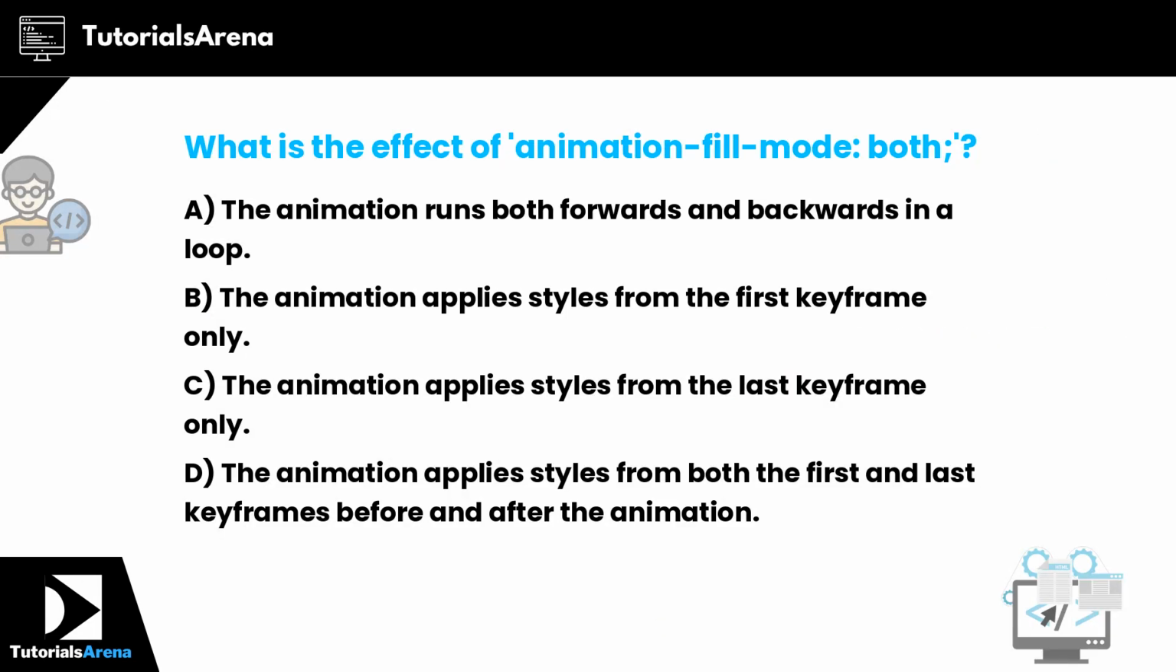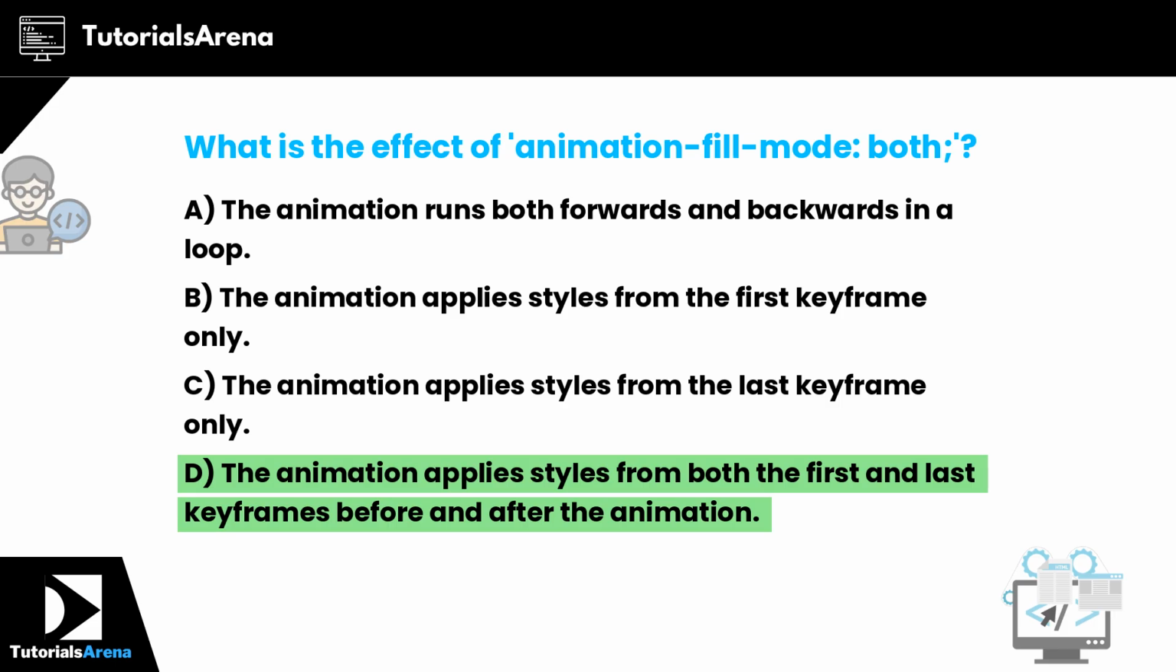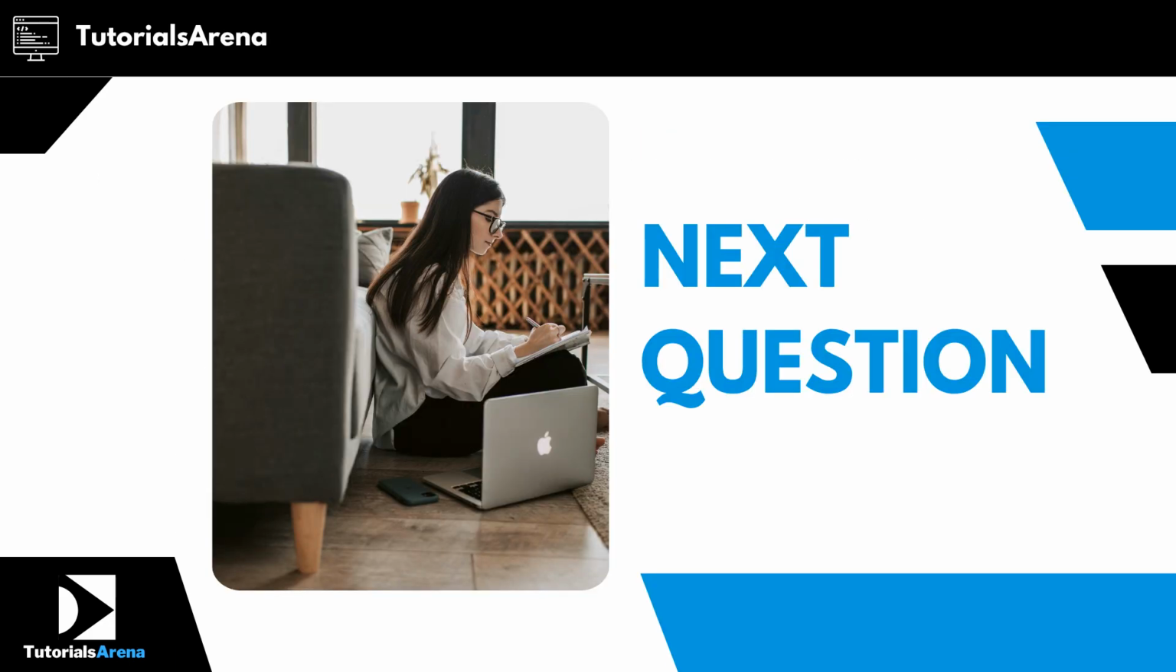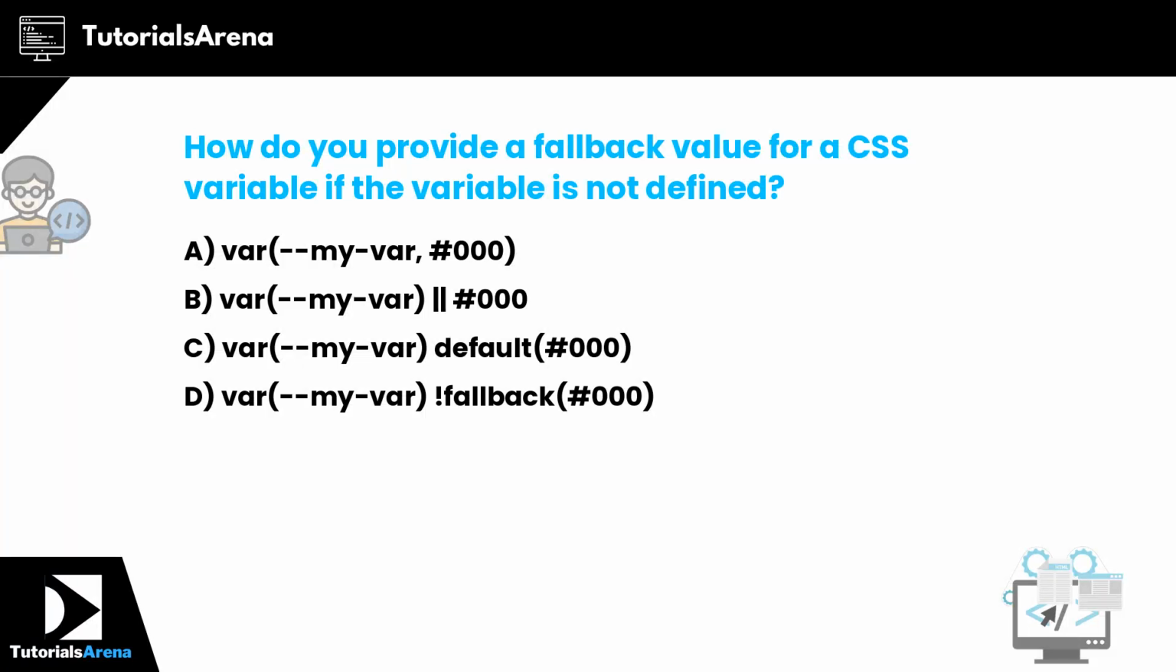What is the effect of animation-fill-mode: both? The correct answer is option D. The animation applies styles from both the first and last keyframes before and after the animation. How do you provide a fallback value for a CSS variable if the variable is not defined? The correct answer is option A, var(--myvar, #000).